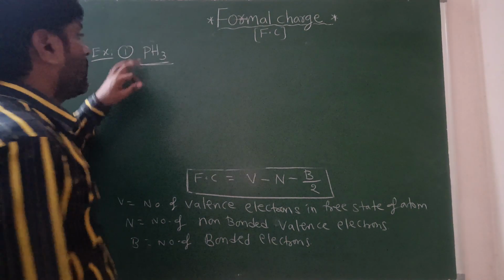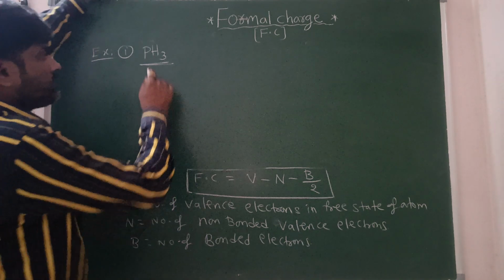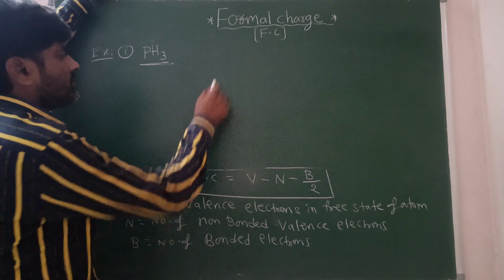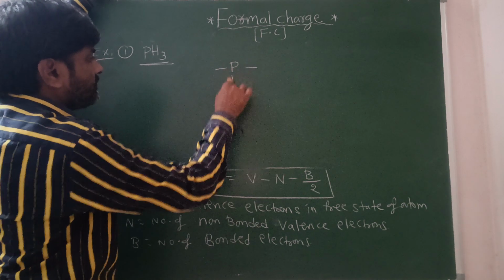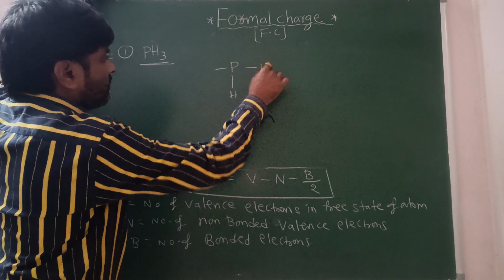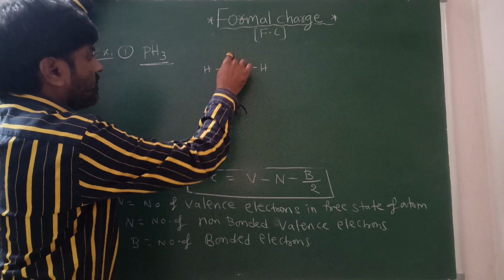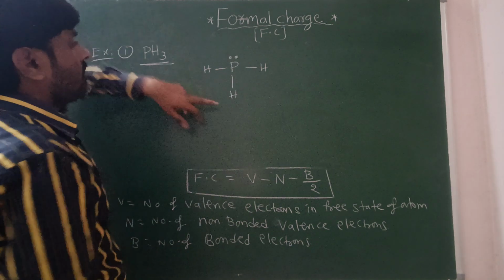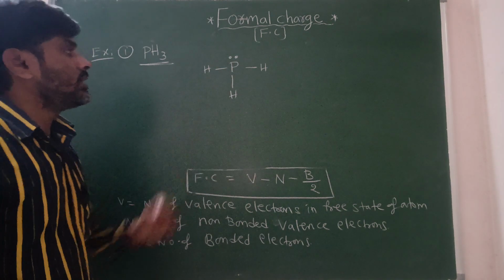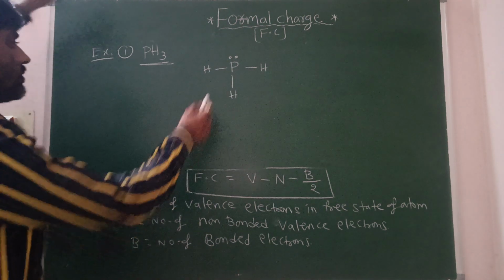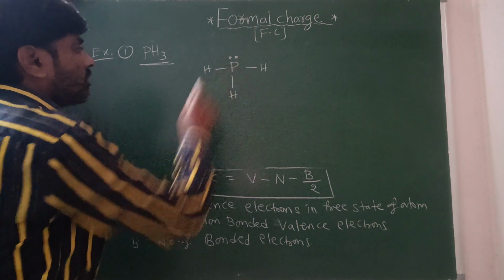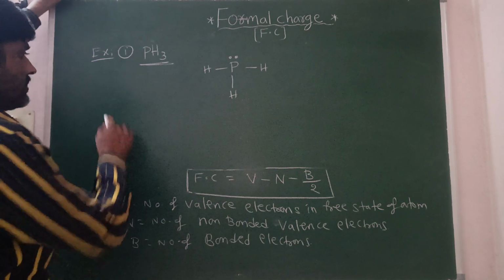Now the first example, phosphine. In phosphine, the central atom is phosphorus. So we can write the phosphine structure like this. Phosphorus is a 5A group element, it possesses 5 valence electrons. Out of that, 3 form bonds, and one is a lone pair of non-bonded electrons, 2 electrons here.